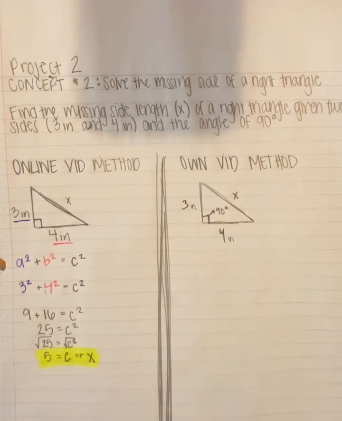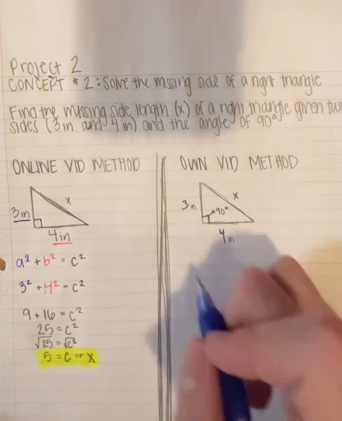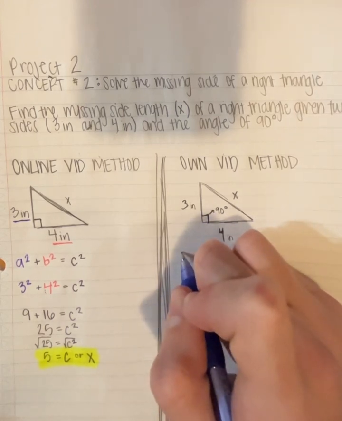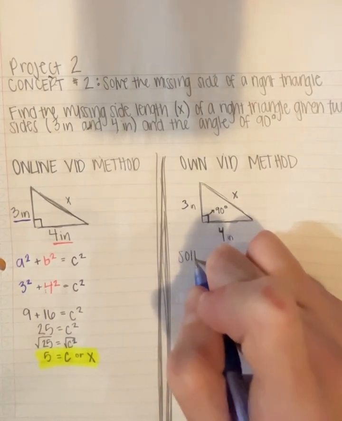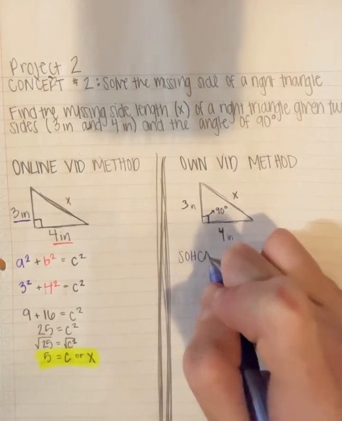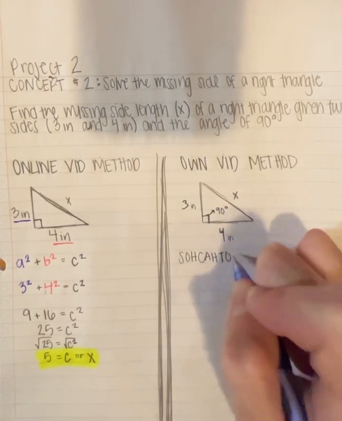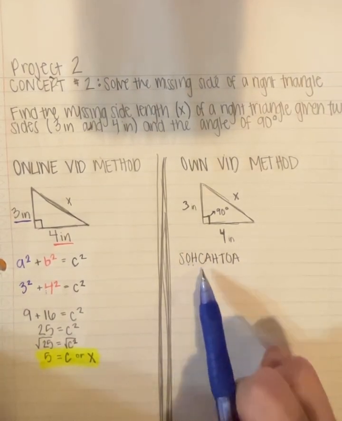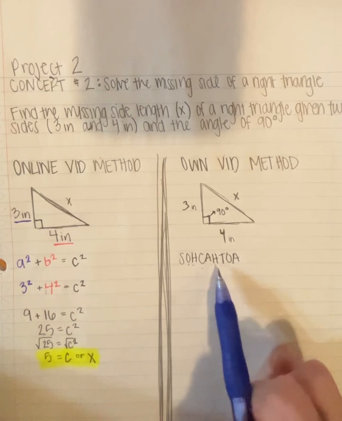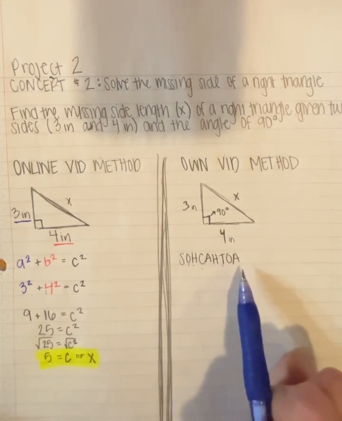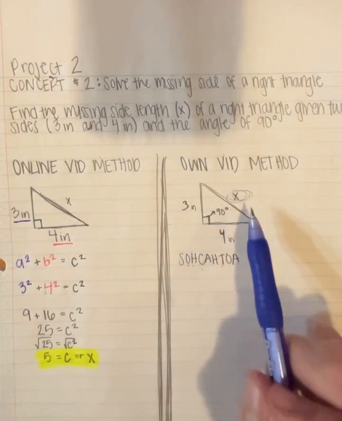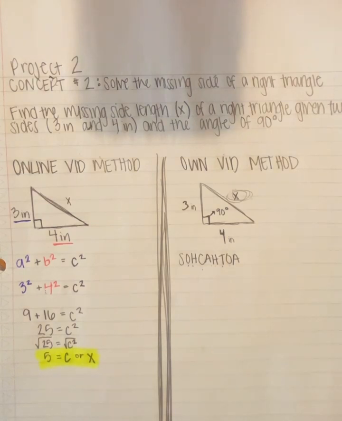So in this video, we're going to be using the laws of sine, cosine, and tangent. I'm going to put up SOHCAHTOA, which shows me that sine is opposite over hypotenuse, cosine is adjacent over hypotenuse, and tangent is opposite over adjacent. So what I need to do is solve for this missing side length of x.